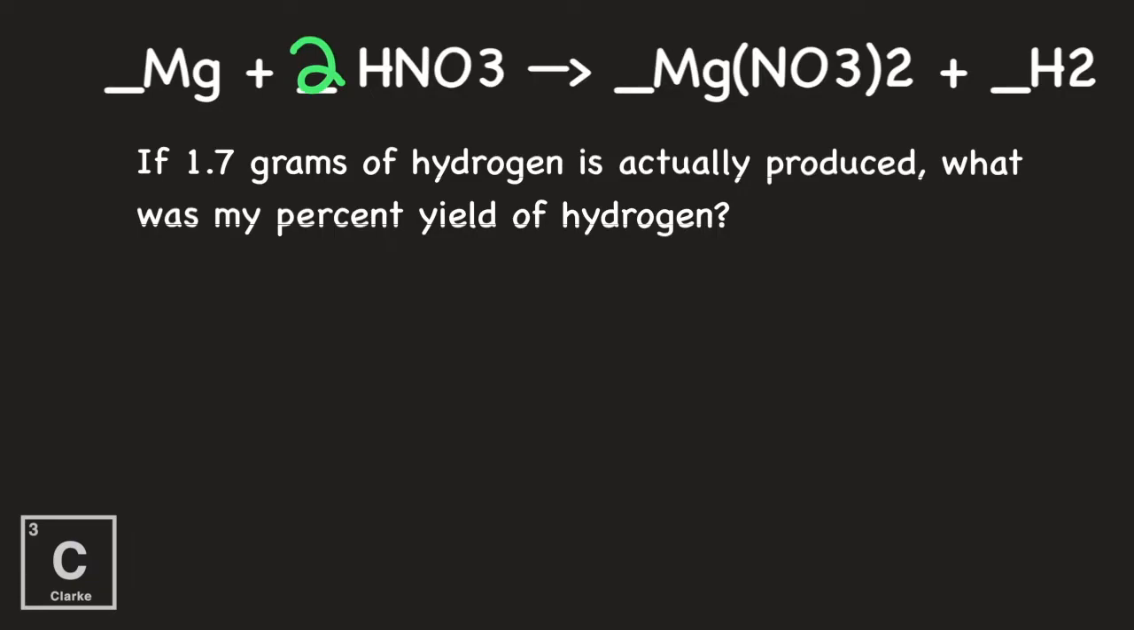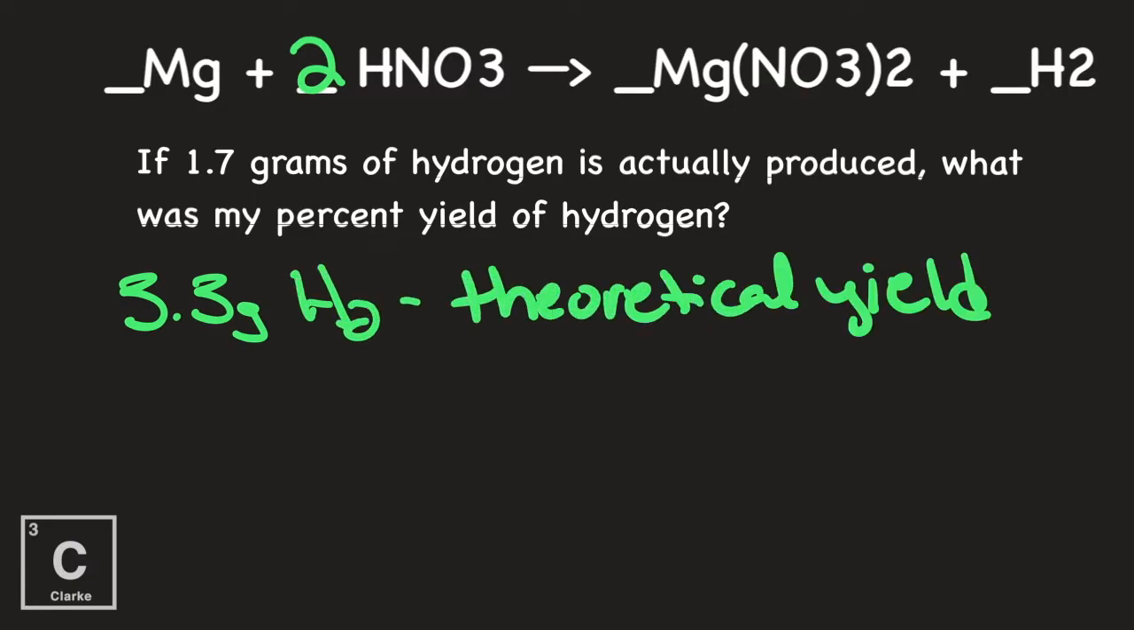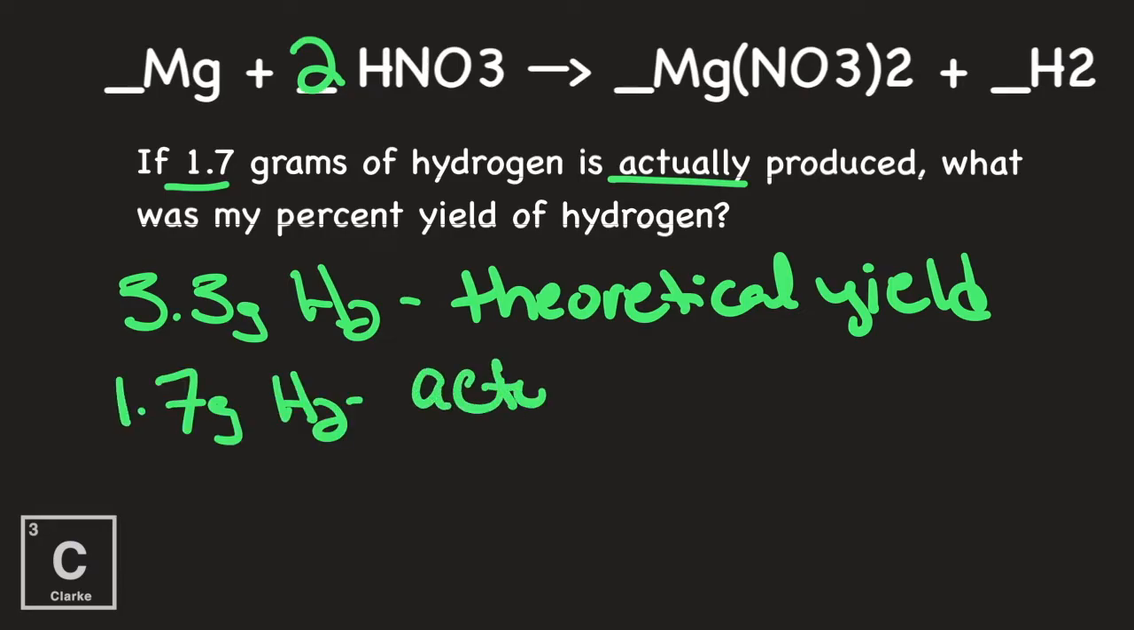If 1.7 grams of hydrogen is actually produced, what was my percent yield of hydrogen? Now remember, math said we should be able to produce 3.3 grams of hydrogen gas, and I called this the theoretical yield. This problem is telling us 1.7 grams of hydrogen is actually produced. We call this the actual yield.